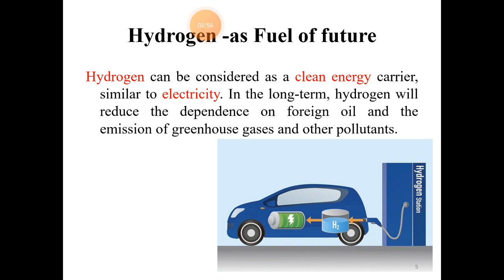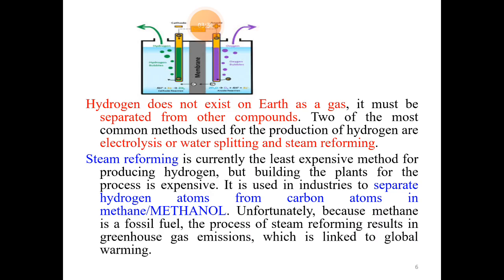Hydrogen is considered a very clean energy carrier, which is similar to electricity. You know that the electron flow is exactly referred to as electricity, which can be achieved through hydrogen also. It reduces the dependence on foreign oil, that is the crude oil, and also reduces the emission of greenhouse gases and other pollutants. Hydrogen does not exist on the earth as gas. As I told you earlier, when the sunlight falls into the atmosphere, this hydrogen gas starts moving upward and mixes with the other components.